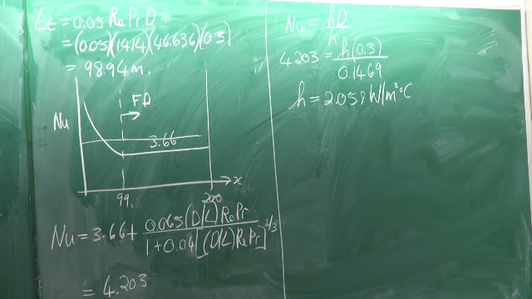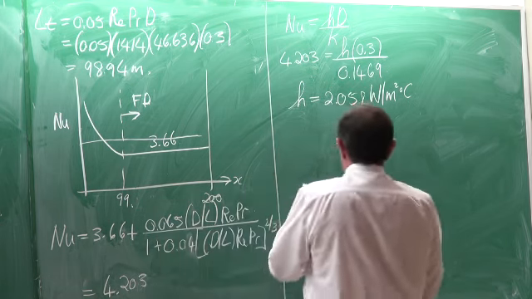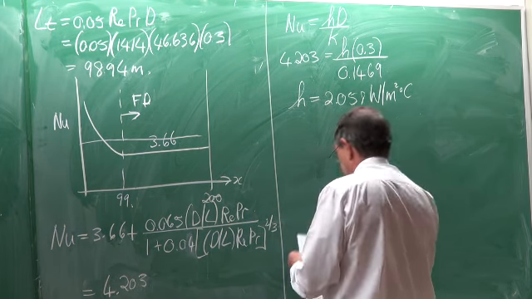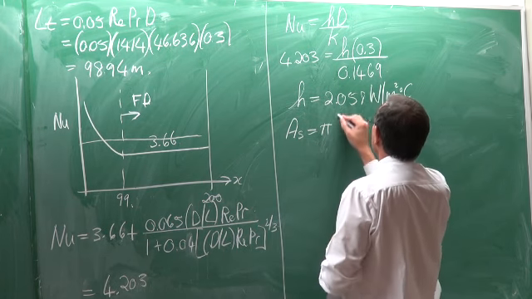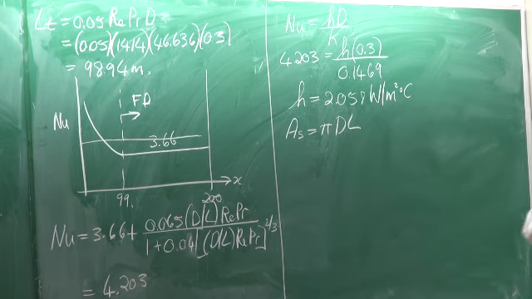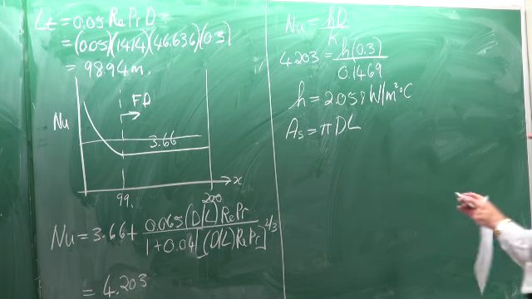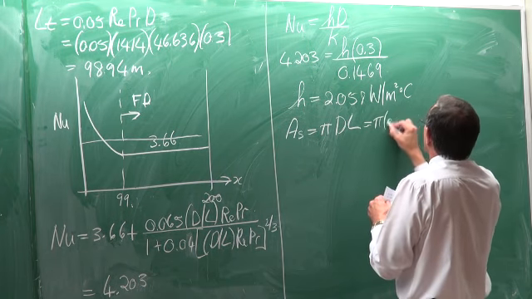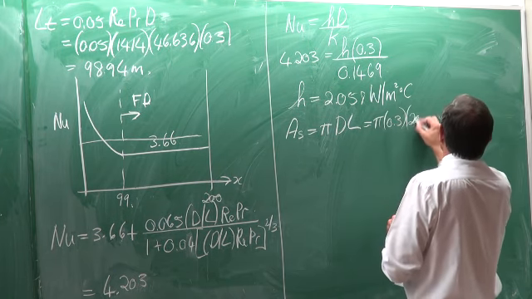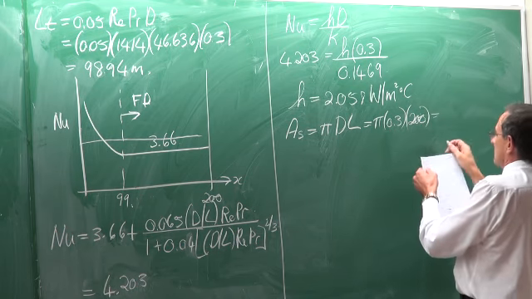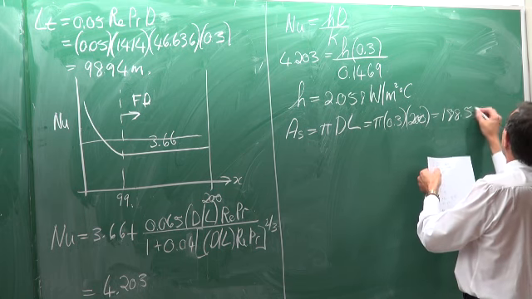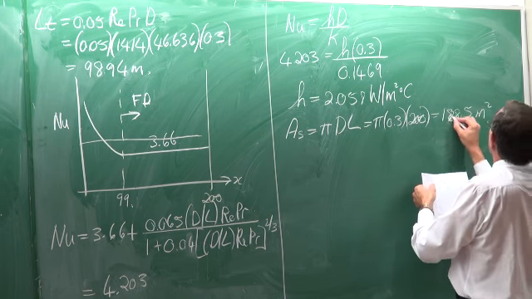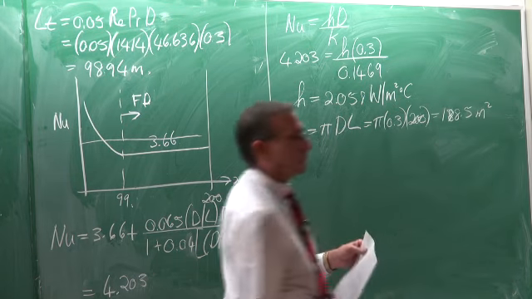Now I just want to calculate some areas that we're going to use. The area that I would like to calculate firstly is the heat transfer surface. The heat transfer surface would be pi multiplied by the diameter multiplied by the length. So that is what is exposed to the icy water. That is pi multiplied by the diameter, 0.3, multiplied by the length, and that gives us 188.5 square meters.